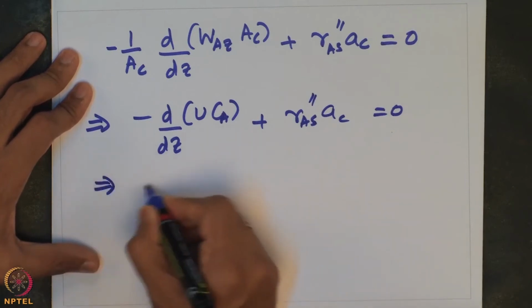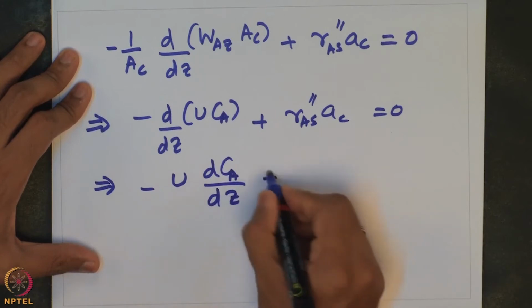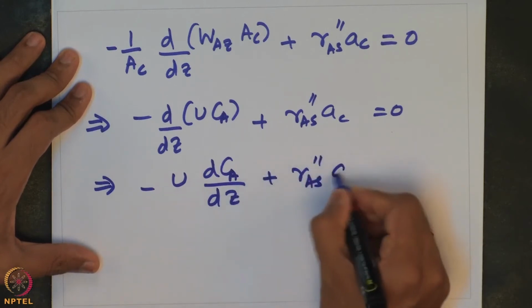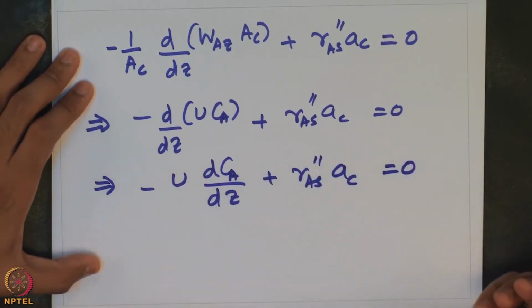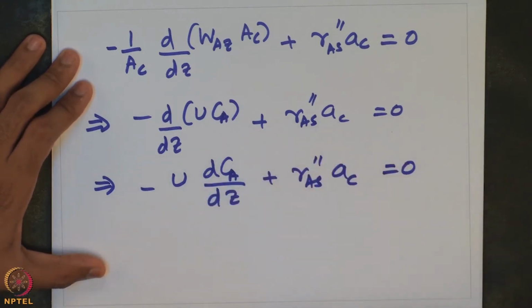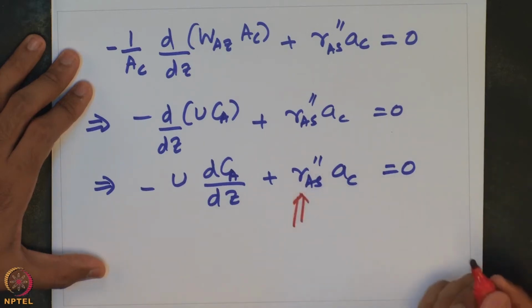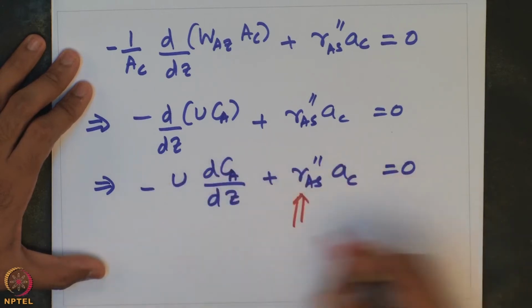And so, from here it will be minus U dCA by dz plus RAS double prime into AC equal to 0. So, this is the mole balance. Now, if we know the rate at which the surface reaction happens as a function of concentration, then we are done. We should be able to solve this mole balance for the packed bed reactor design that we are considering. Now, how do we find this rate at which the reaction happens?